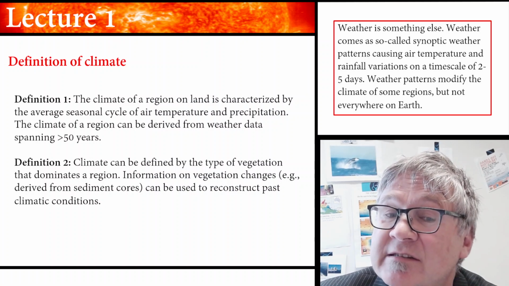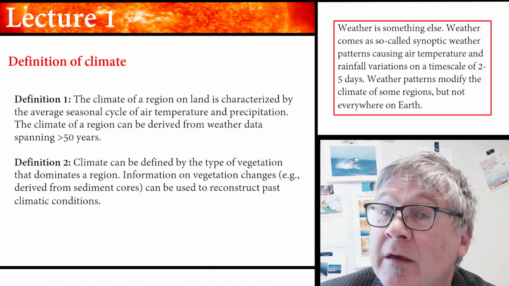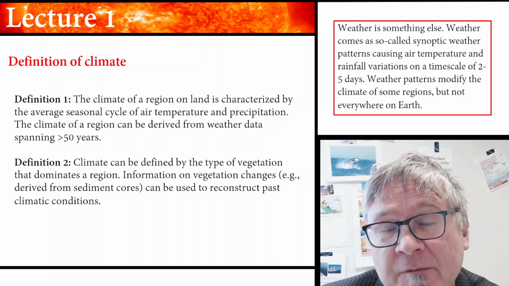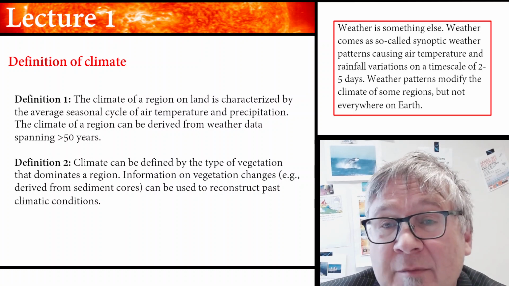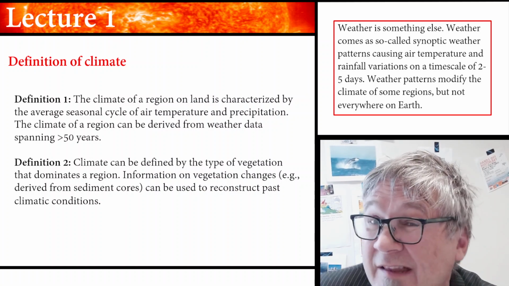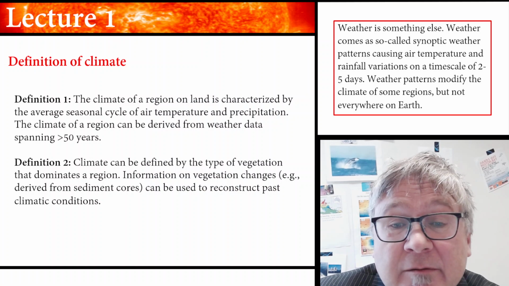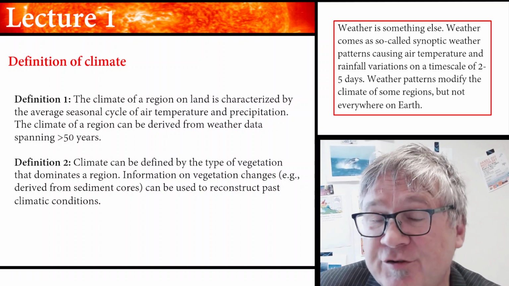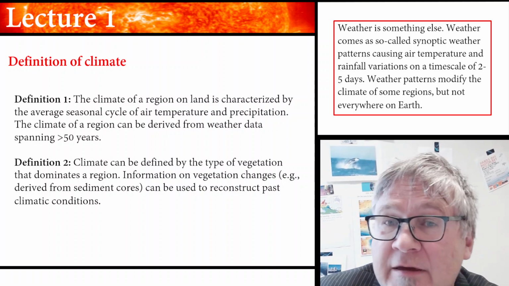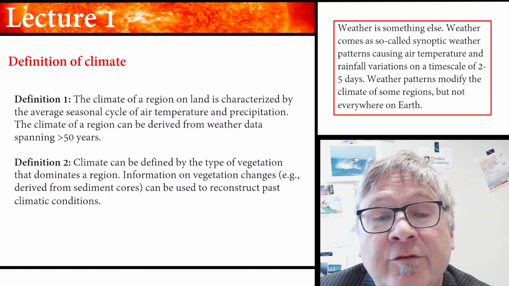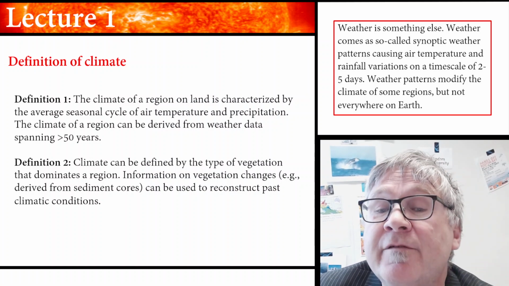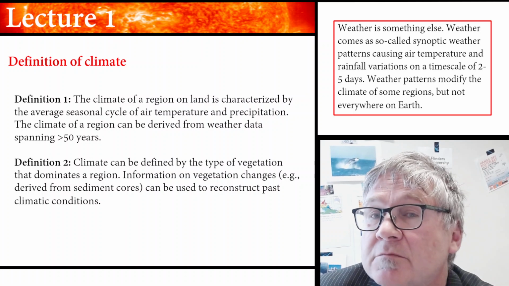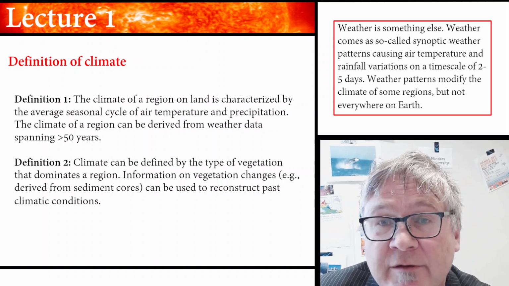Average seasonal cycle. With seasonal cycle, we talk about summer. What's the average temperature in summer? Winter, what's the average temperature in winter? What's the average rainfall in spring? What's the average rainfall in autumn? And you can derive this information from weather data spanning more than 50 years.